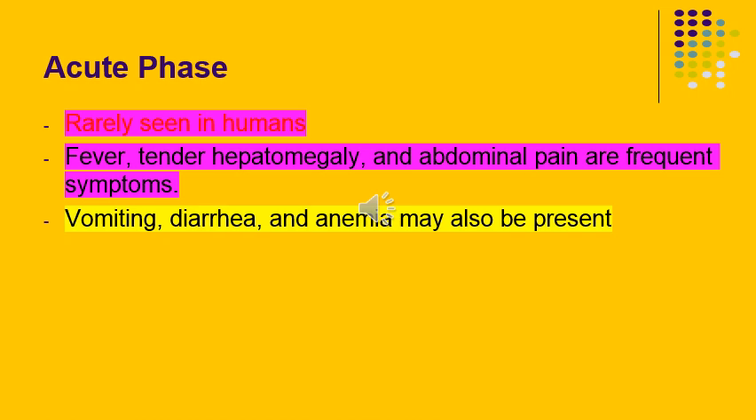The first phase is acute phase. Of course, it is rarely seen in human, but it happens. You can see the fever, tender hepatomegaly, and abdominal pain, which are frequent symptoms. Vomiting, diarrhea, and anemia may also be present.